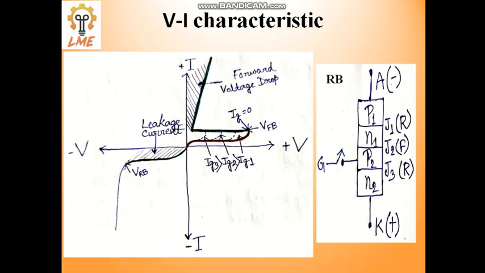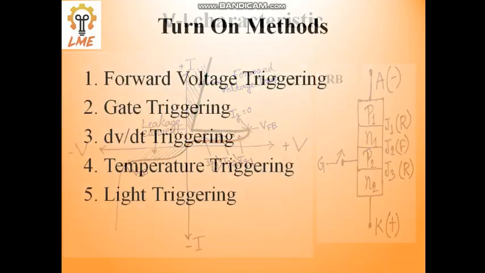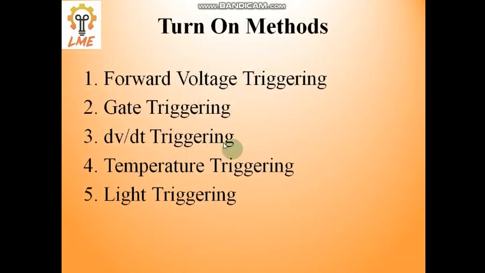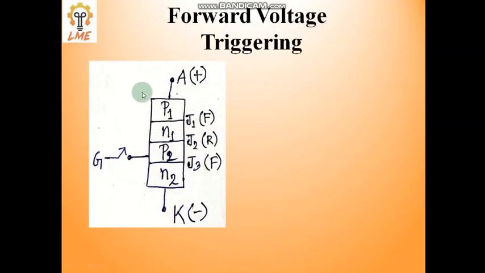Okay. So there are various methods to turn on a thyristor. What are those? First one is forward voltage triggering, second one is gate triggering, third one is dV by dt triggering, fourth one is temperature triggering, and final one is light triggering. So we will check them one at a time. Let's go for the forward voltage triggering.